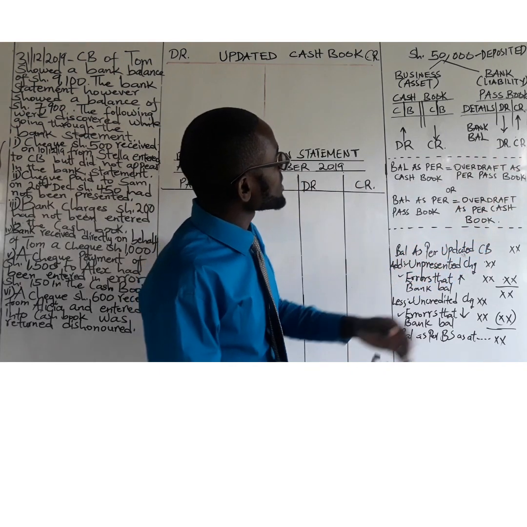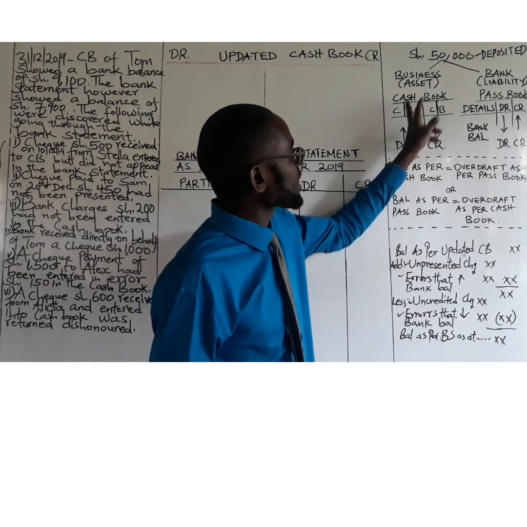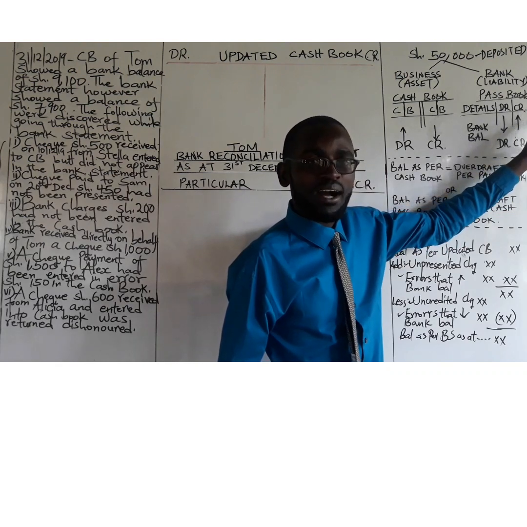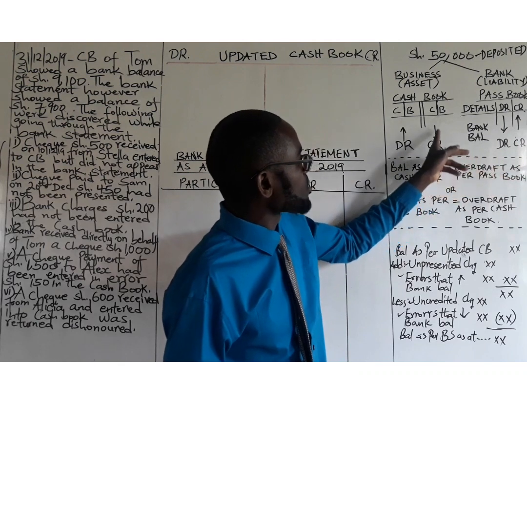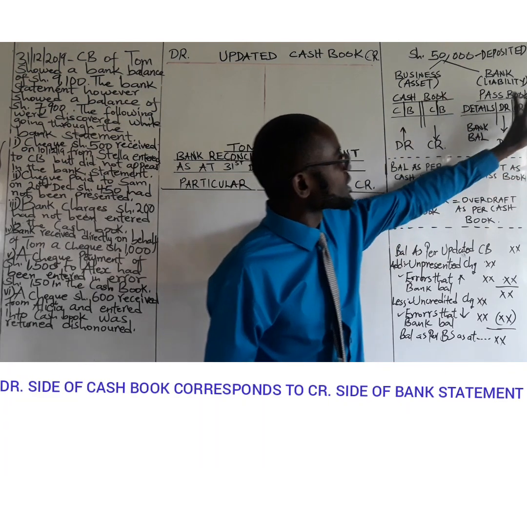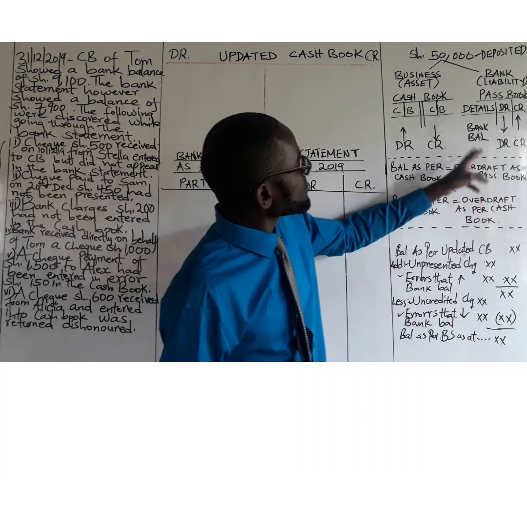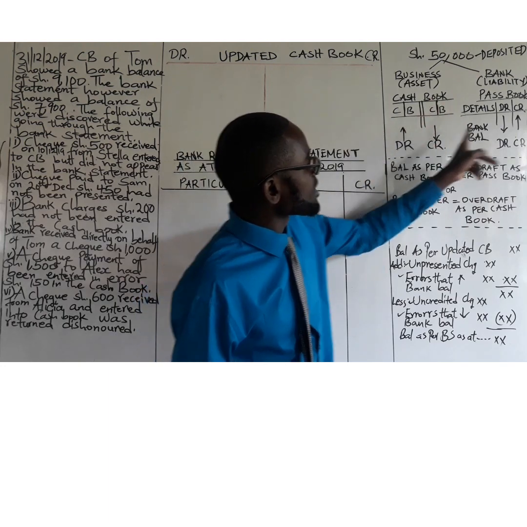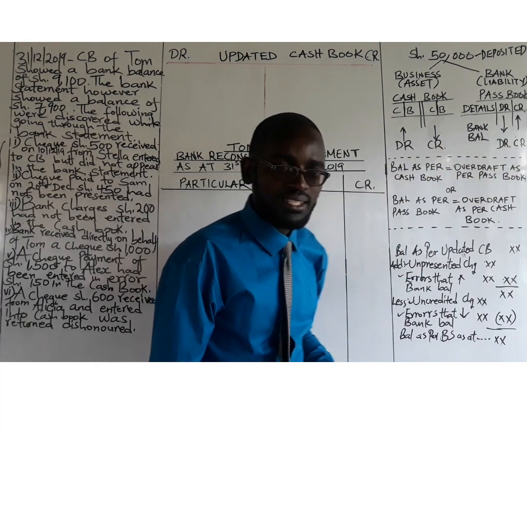Then we're supposed to know that the debit side of a cash book normally corresponds to the credit side of the bank statement, and the debit side of the bank statement corresponds to the credit side of the cash book. Money moving out of the bank is increasing on the credit side of the bank statement. So money increasing in the cash book must have decreased in the bank statement. That is what it means.